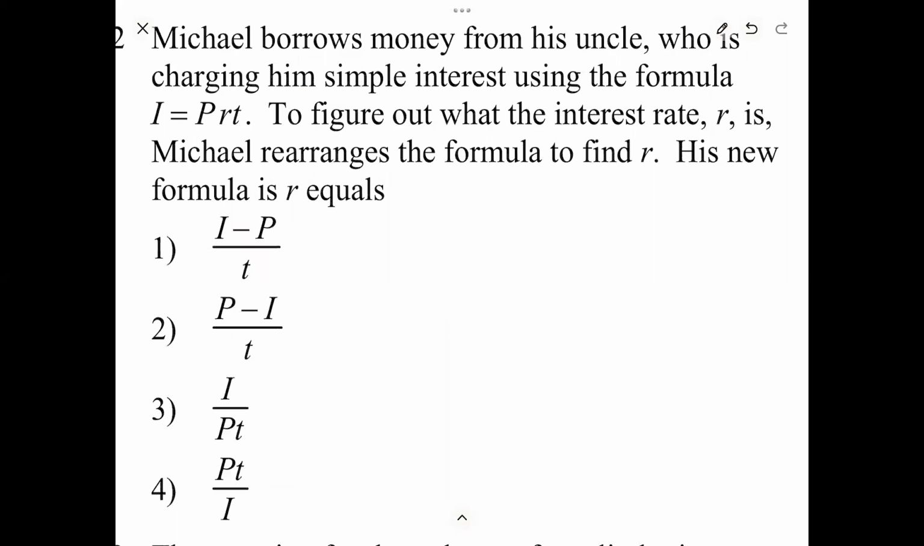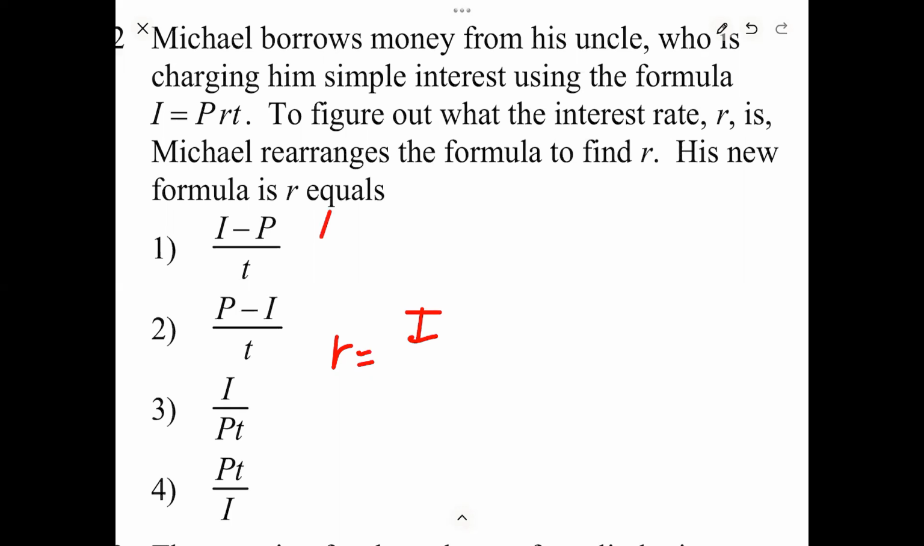All right, here's another one. Now this one is the simple interest formula. We got I is equal to P times R times T, and they want us to get R by itself. So that's the first thing we know. R is going to be equal to, we know we're going to have I on the other side. Now we got to figure out, what do we do with the P and the T?